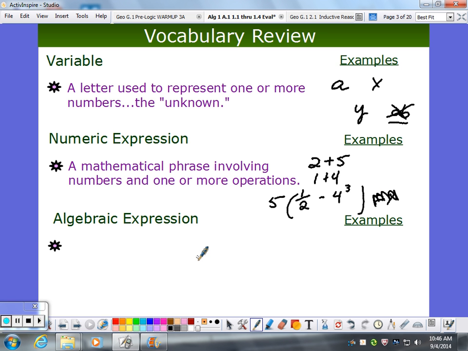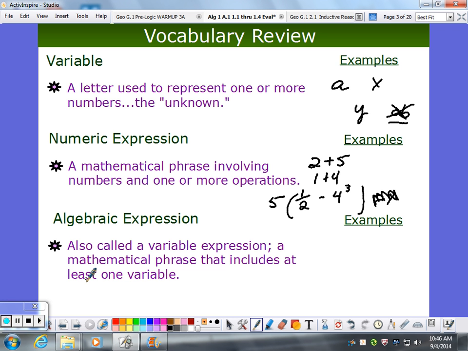What's an algebraic expression? An expression with a letter in it. Yeah. Variable. We got variables involved. So sometimes we call these variable expressions, so that my friend AB up there is a variable expression. What is it? It's a mathematical phrase that includes at least one variable.